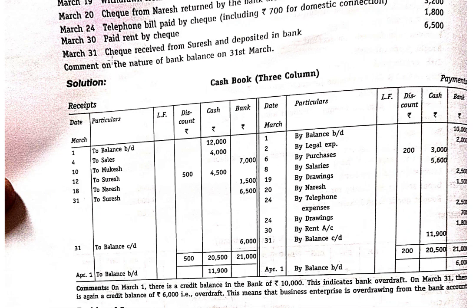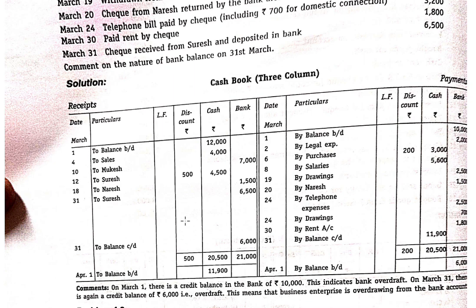Now next, check received from Suresh and deposited into bank. Same. So again what? To Suresh, correct? Deposited into bank. So to Suresh and in the bank column 6,500. So now again we have to check the difference. So here what we have to do? Here we checked, here we checked. So this side is what? Credit. So by balance, credit down. So next month it will be to balance brought down.